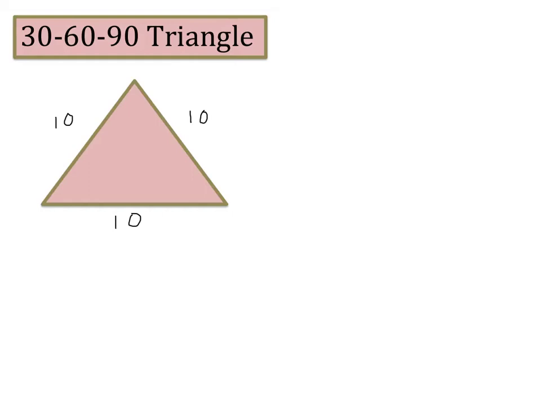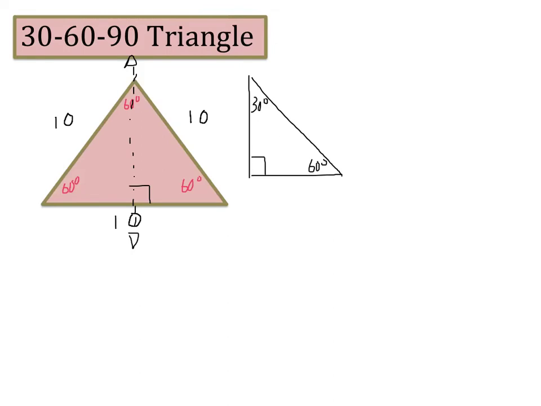Now, we know that it's an equilateral triangle, and it's also an equiangular triangle. Therefore, all the angle measurements are 60. So what we can do now is we can split this triangle right in half and create a 30, 60, 90 triangle. Now when I do that, this here is going to be my right angle. This here will be my 60-degree angle, and this will be my 30-degree angle.